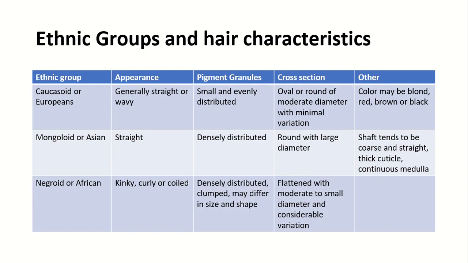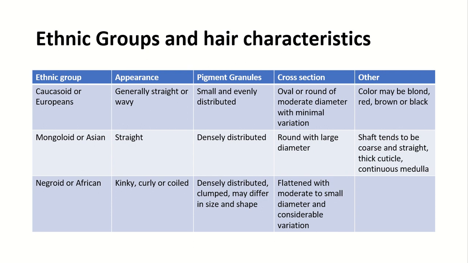Ethnic groups and their hair characteristics. In Caucasoid or Europeans, the hair appearance is generally straight or wavy. Pigment granules are small and evenly distributed. Cross section is oval or round, of moderate diameter with minimal variation. Color may be blonde, red, brown or black.